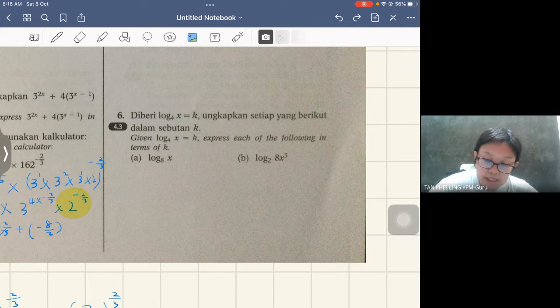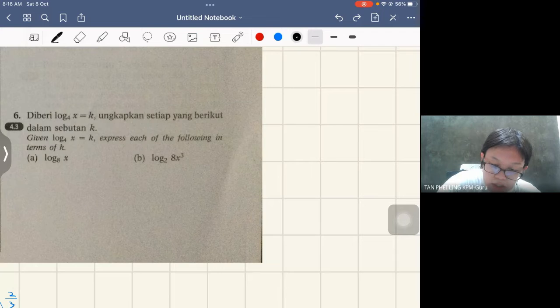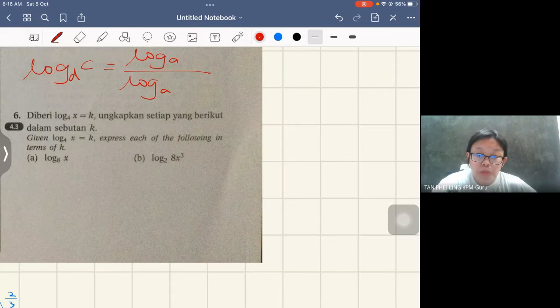Remember, I'll write it here again. The idea here is that you will have log, let's say, C base D, right? So I want to change to base A. I will just write log A C divided by log A D. So bear in mind, this log A C divided by log A D is different from log A of C over D. They are different. Why are they different?